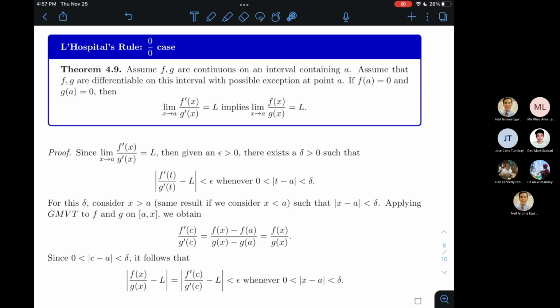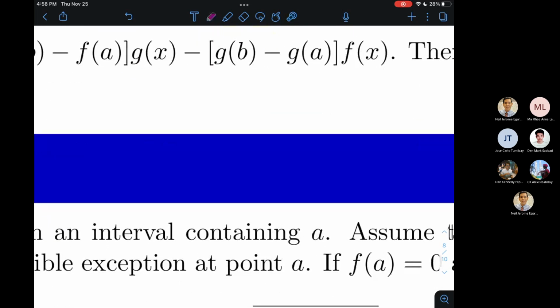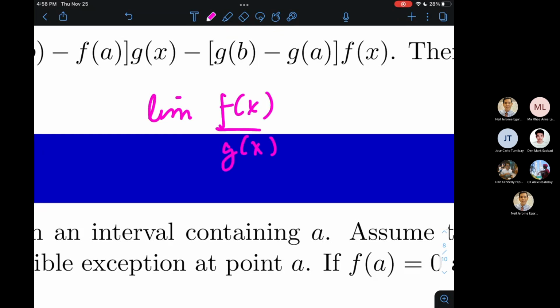Okay? But one nice interesting result is L'Hopital's rule. Okay? Na para sa case na 0 over 0. And with the generalized mean value theorem, we can easily prove L'Hopital's rule. Sa Math 36 o sa elementary calculus nyo, yung L'Hopital's rule, binibigay lang siya. Na kapag nag-evaluate ka ng limit, okay, nag-evaluate ka ng limit ng isang quotient, okay?